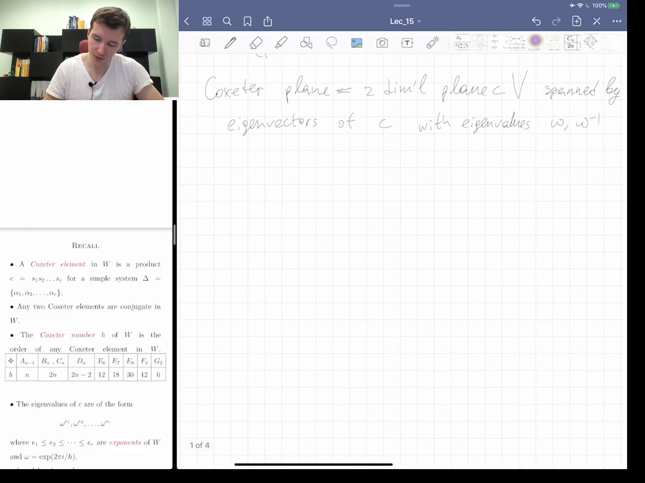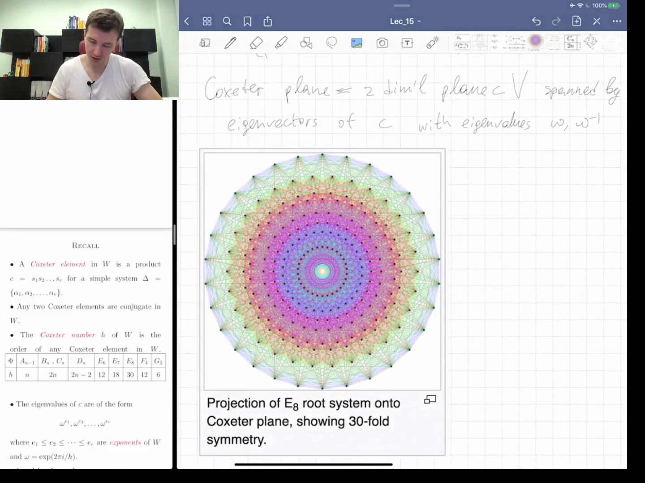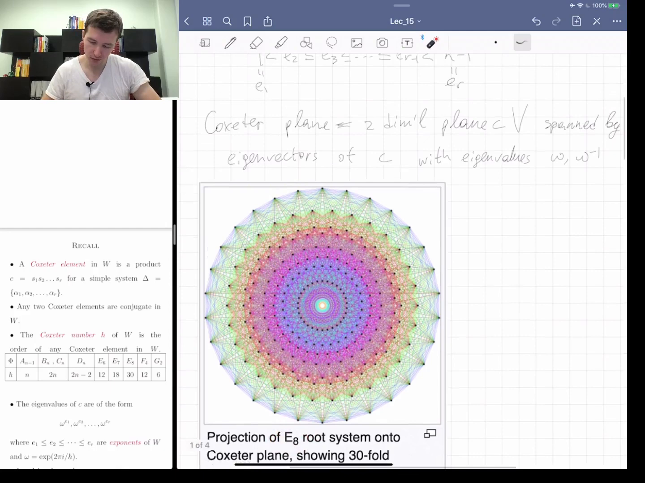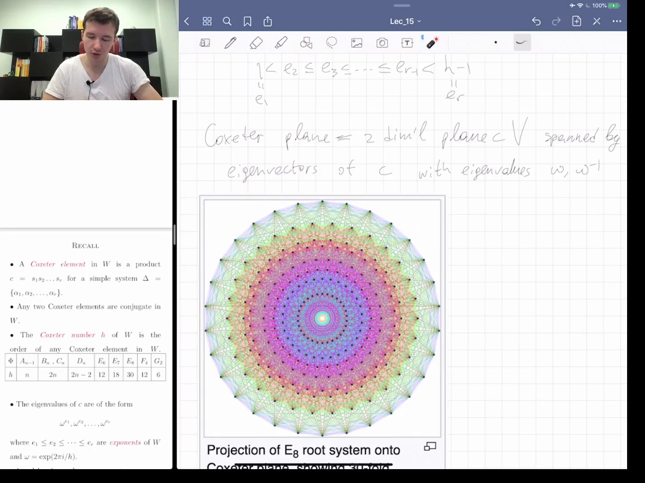So this is the picture from Wikipedia of the root system E8. It has an eigenbasis for these Coxeter elements. And then I just projected down to the Coxeter plane by basically sending all these other eigenvectors to zero. And the result looks like this.